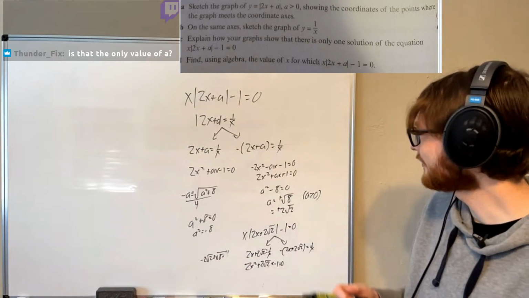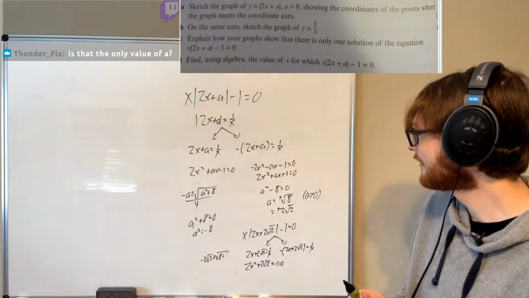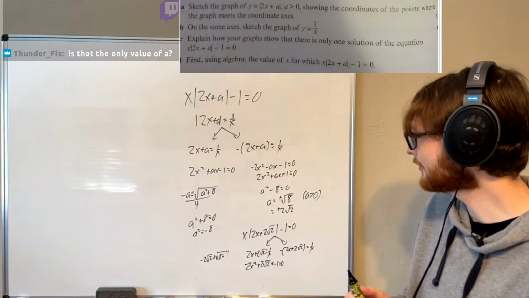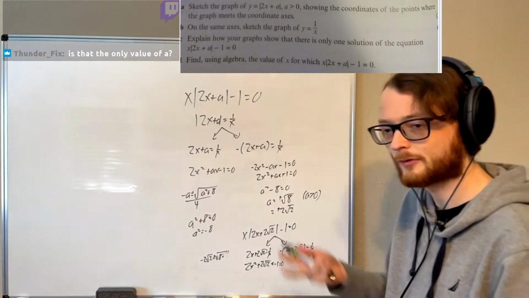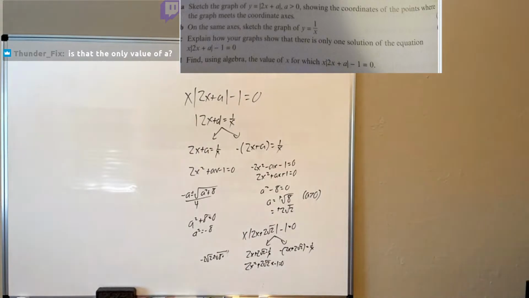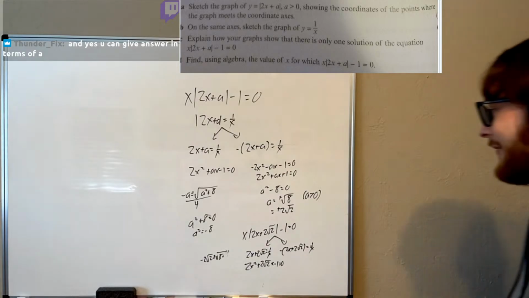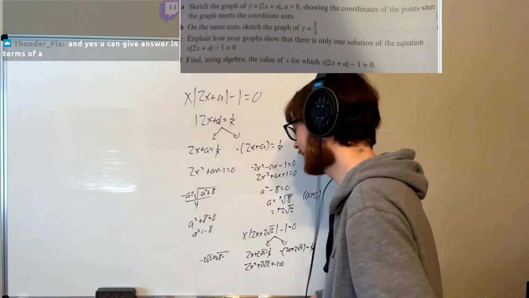Does this make sense? Why shouldn't we just get an answer in terms of a? Like, why am I getting an actual number for x? We should have x equals something involving a. Oh yeah, Thunder, you caught that too. I can give an answer in terms of a. Yeah, I think it doesn't make sense to give just one number here.